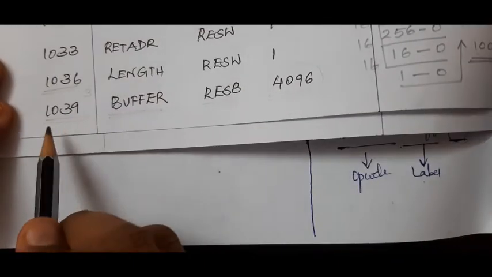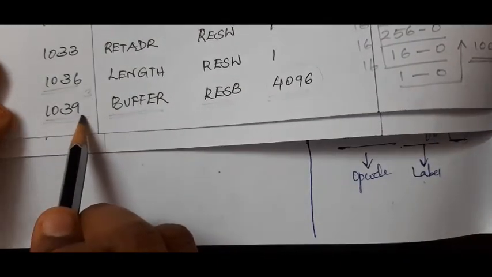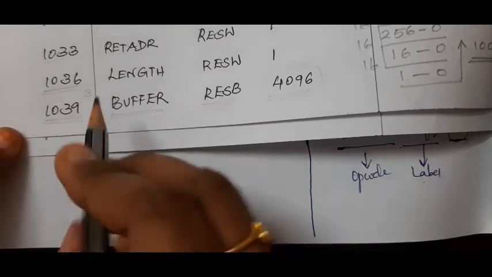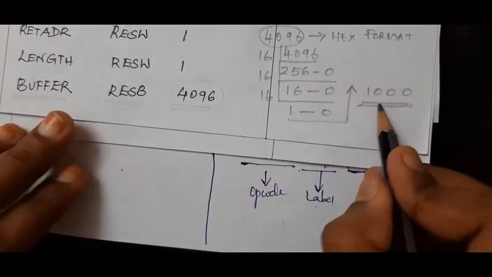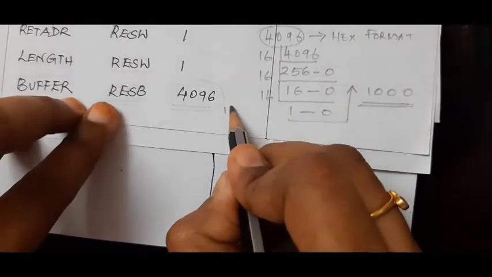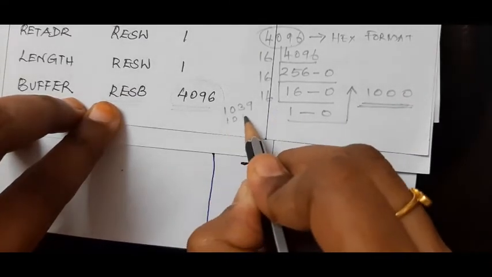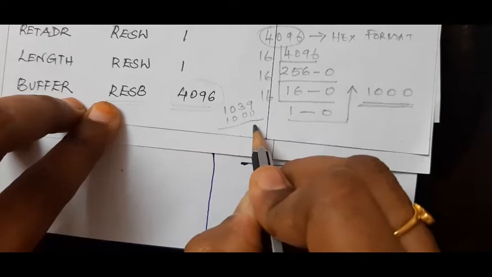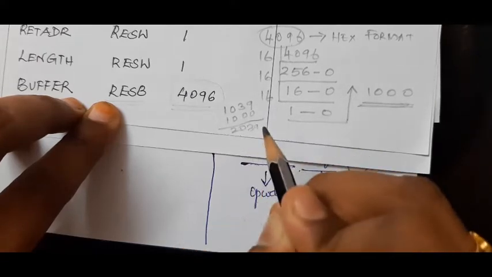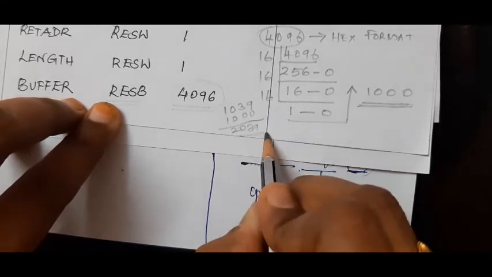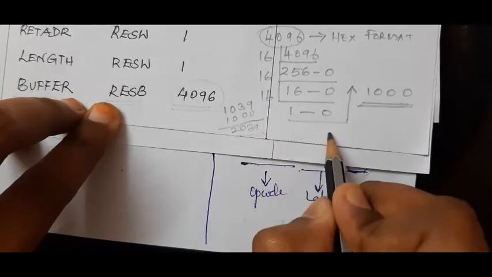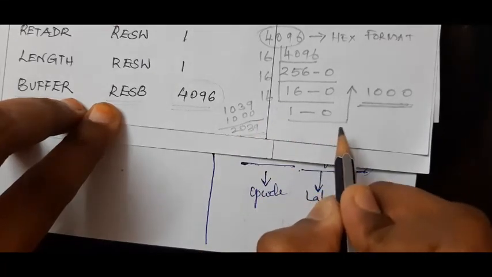So here 1039 starts from here. How many memory spaces does it occupy? 1000 memory spaces. So 1039 is going to occupy 1000 memory spaces. Add it together, 2039 could be the next memory location for the instruction to be executed.